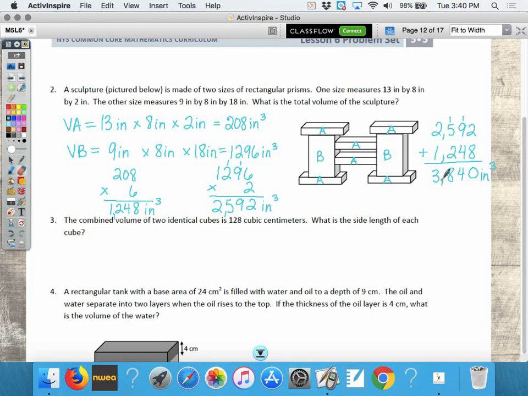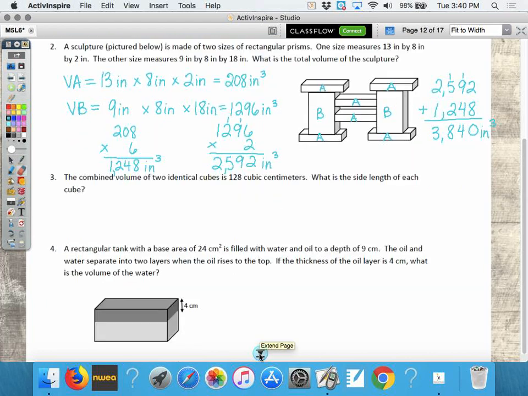Okay, so number 3 says the combined volume of 2 identical cubes is 128 cubic centimeters. What is the side length of each cube? I'm going to use a tape diagram to solve this. The combined volume is 128 cubic centimeters. The side length of each cube will be here and here.